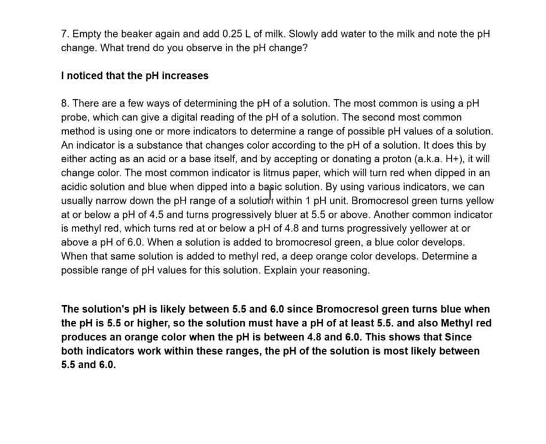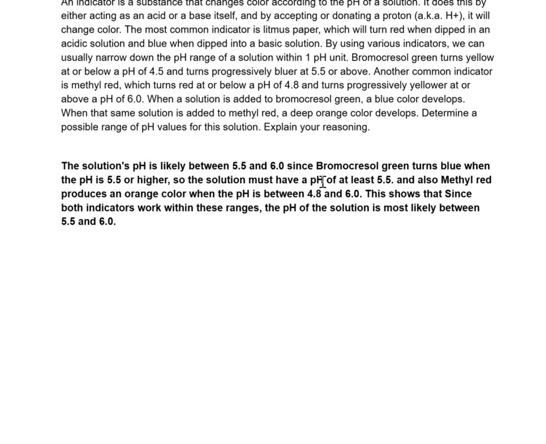And my solution for question 8 was that the solution's pH is likely between 5.5 and 6, since for most cereals, green turns blue when the pH is 5.5 or higher. So the solution must have a pH of at least 5.5. And also, methyl red produces an orange color when the pH is between 4.8 and 6. This shows that since both indicators work between these ranges, the pH of the solution is most likely between 5.5 and 6. This concludes part 1 of my mid-unit assignment, and thank you for listening.